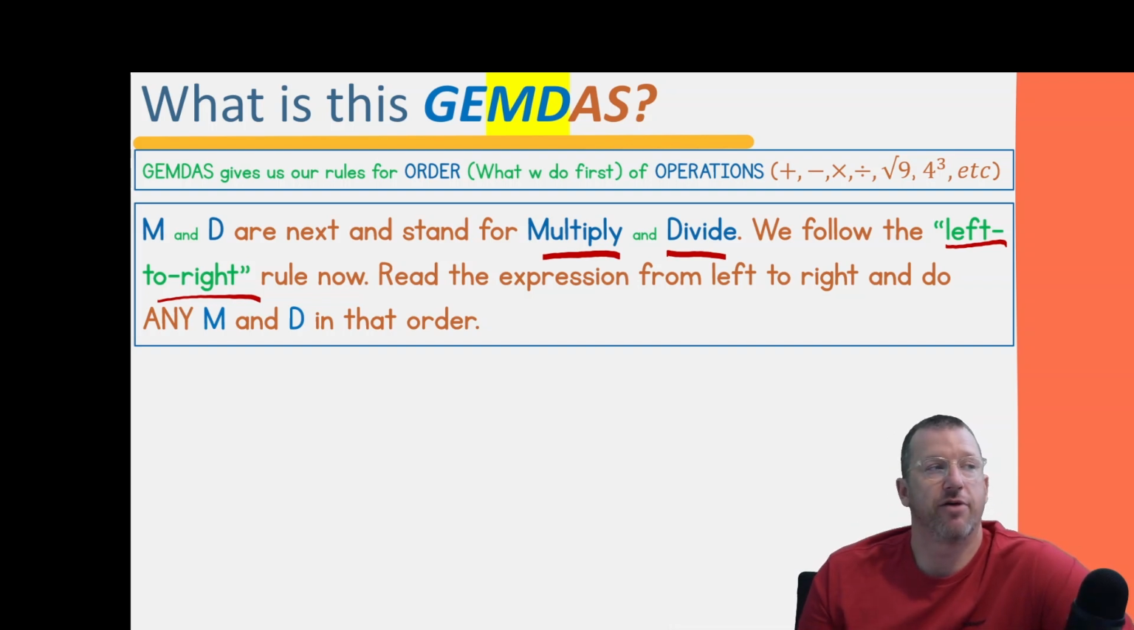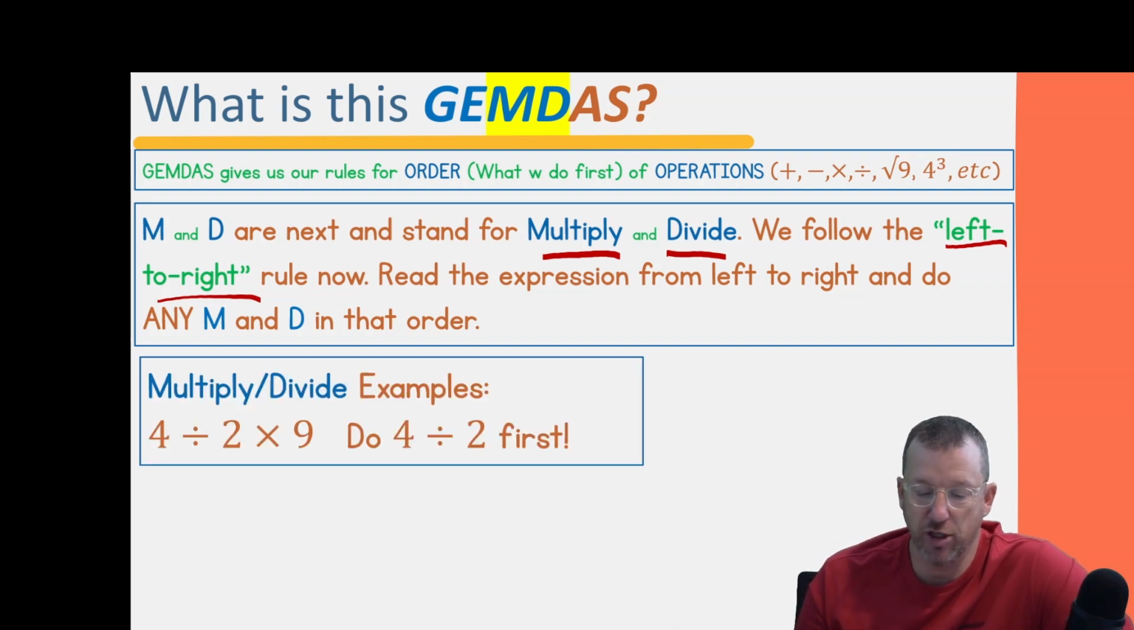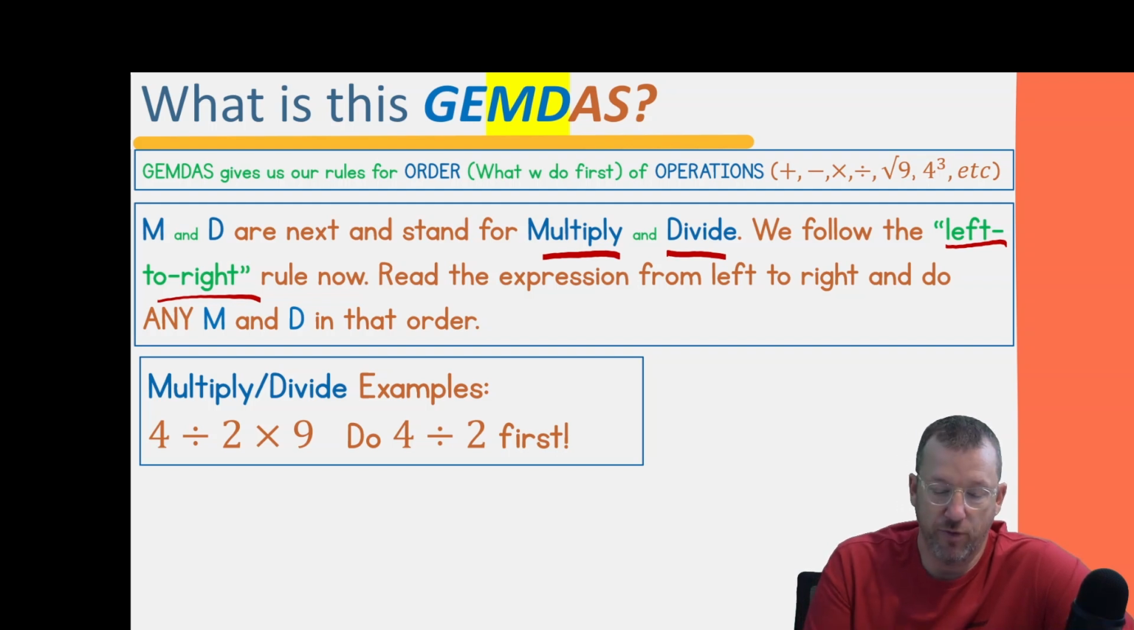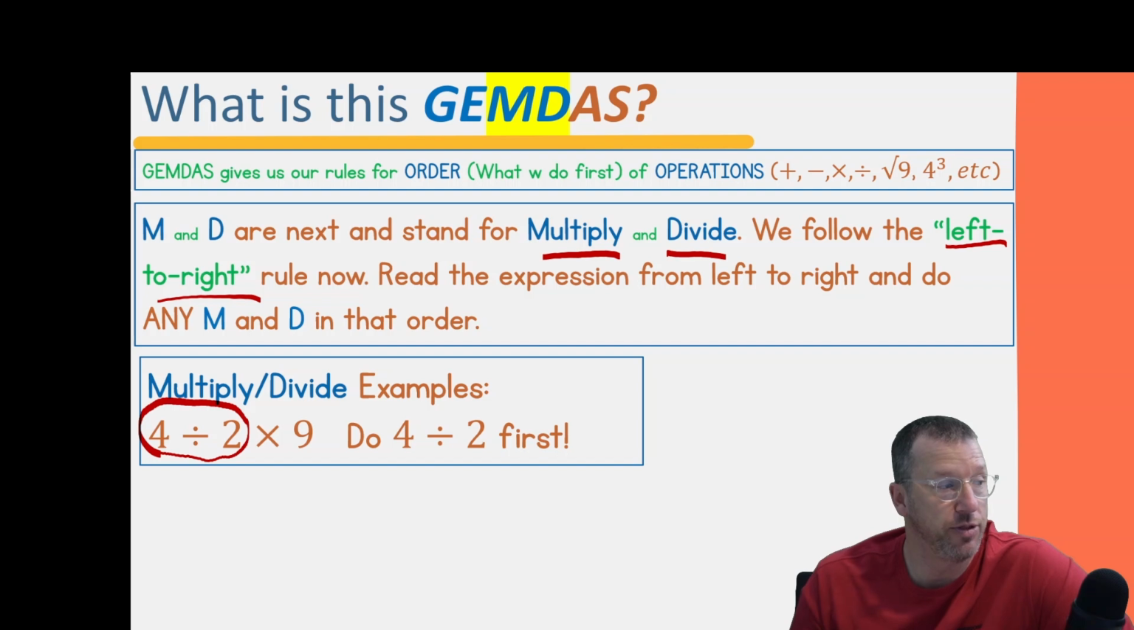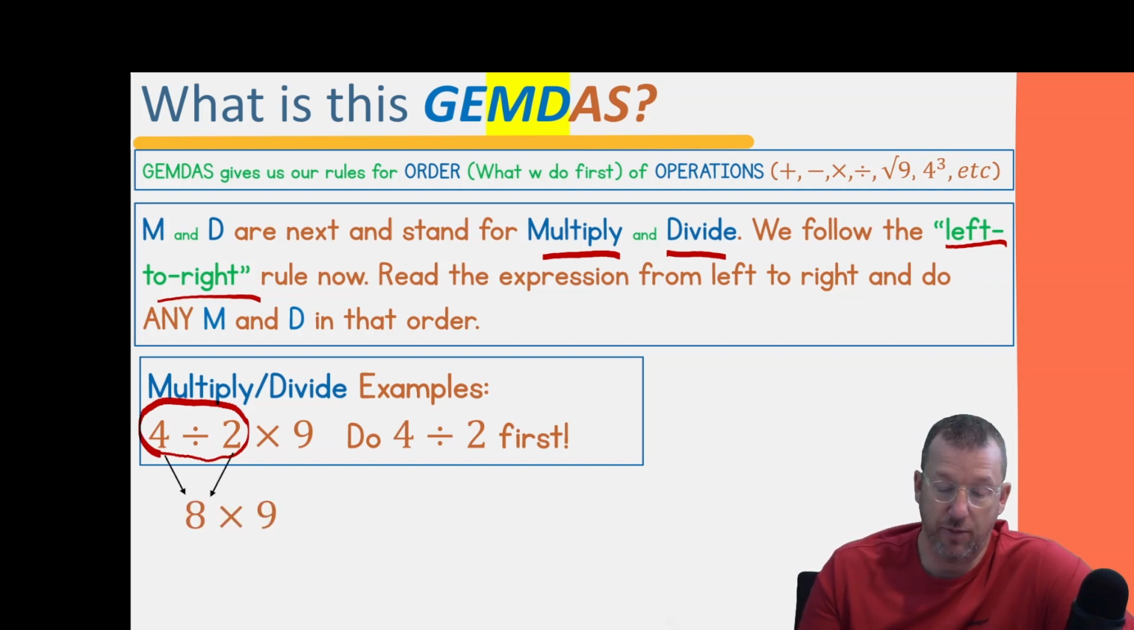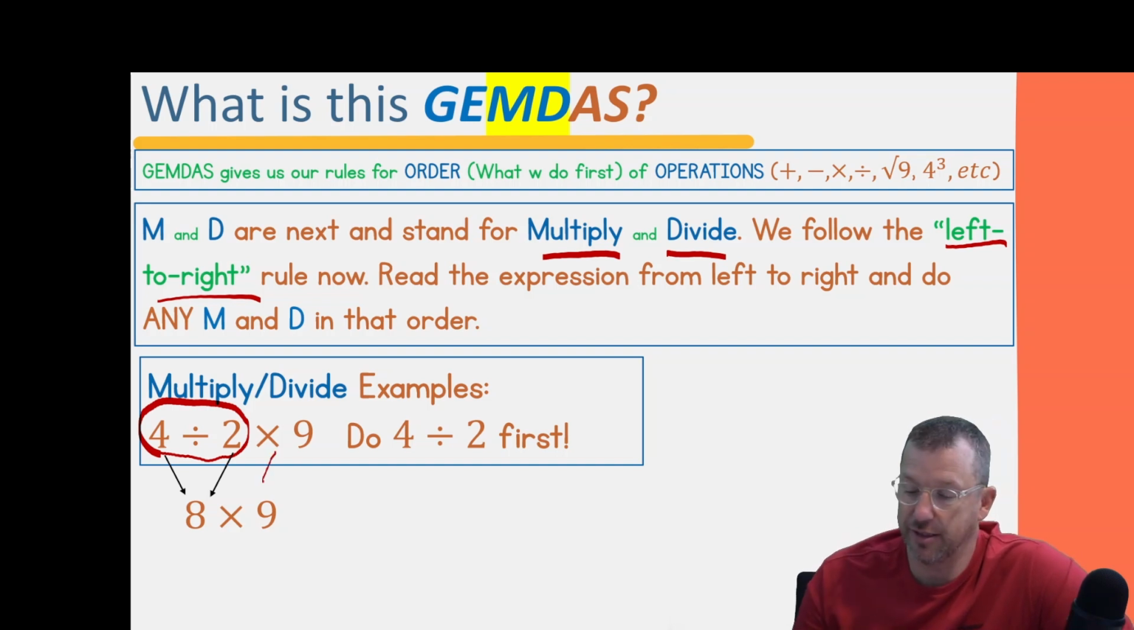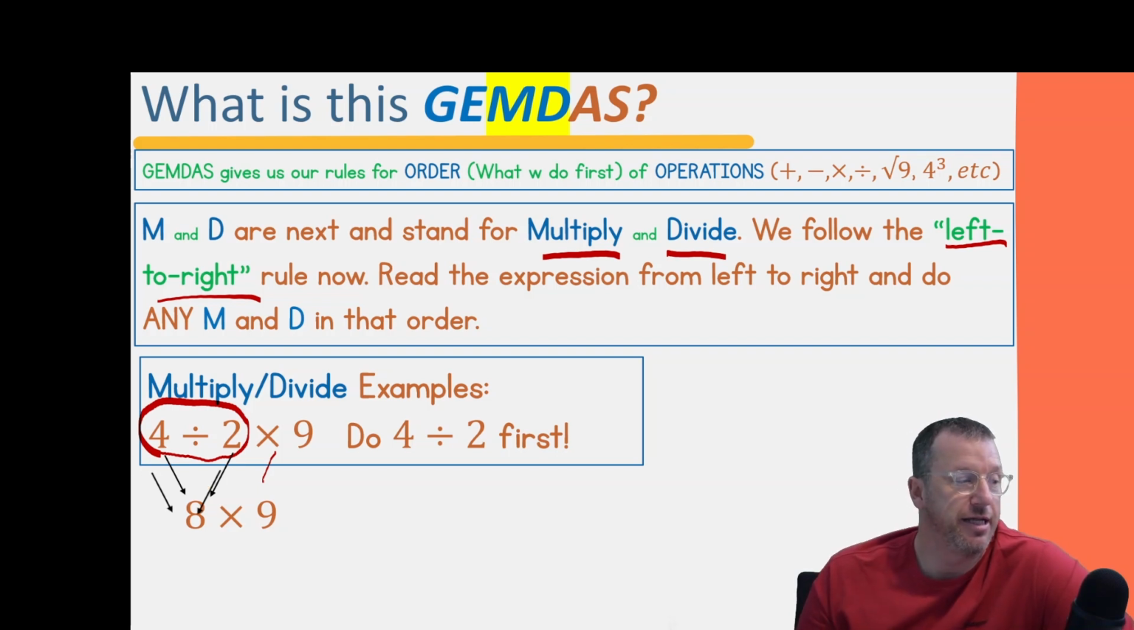So once we've gotten rid of all groupings and all exponents, then we look for any multiplication or division to do. Okay, so here's an example. 4 divided by 2 times 9. What do we see first? We see 4 divided by 2. So that means we do that first. 4 divided by 2 gives us 2. And then we bring down what we haven't solved yet. So times 9 comes down after you solve the division. And then you simply solve that. What's 2 times 9? It's 18. Look at that. You just did some order of operations.